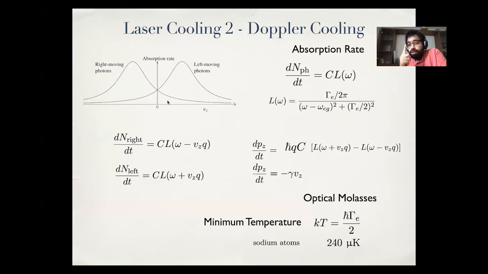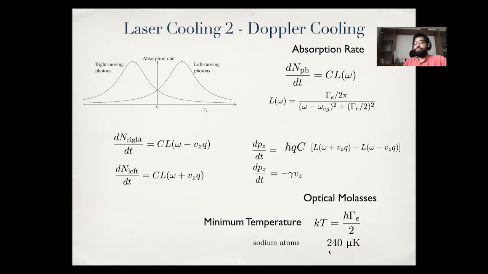I want to be able to distinguish between the right and the left moving photons. That is when I can get this cooling effect. Once my momentum distribution becomes small enough that I cannot do this distinguishing, I basically cannot cool any further down. For temperatures lower than this, I cannot use this Doppler cooling optical molasses idea, and this is the lowest temperature I can get to, which is on the order of 100 microkelvins.